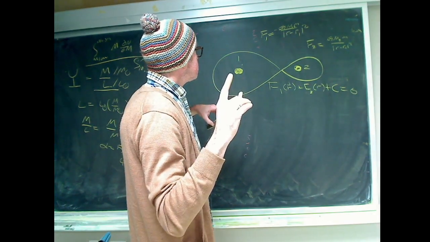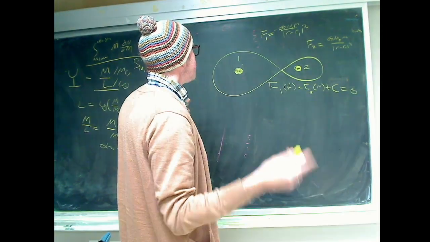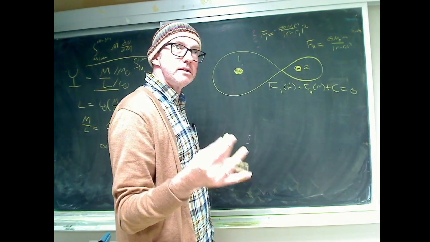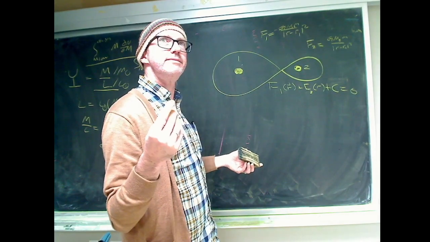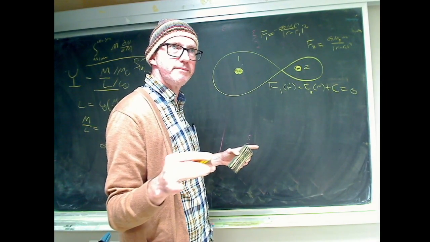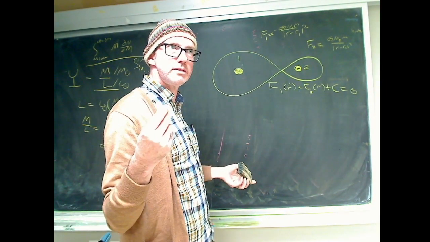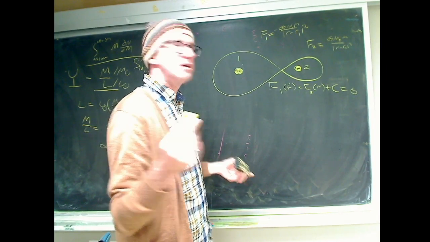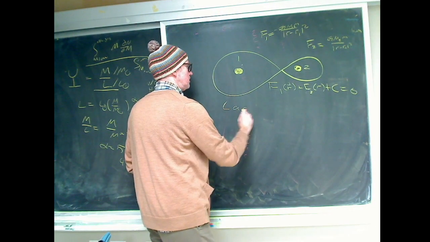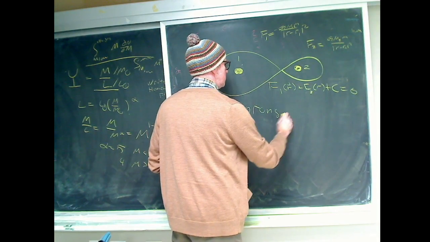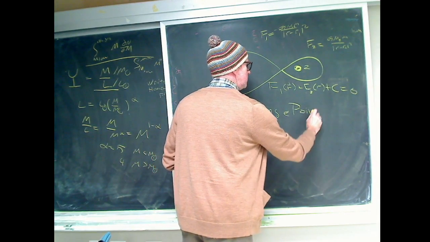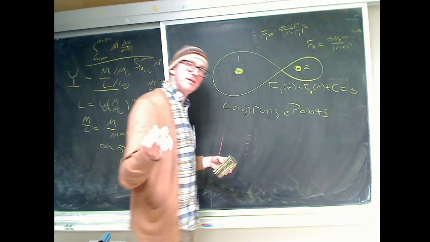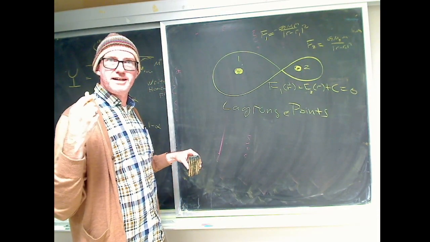So this equipotential surface has 5 points that are stable. Where everything cancels out completely. They're called the Lagrange points. You heard about these? No? All I know is that James Webb is at the Lagrange point. That's right. Which one? Is it 2? It's L2.